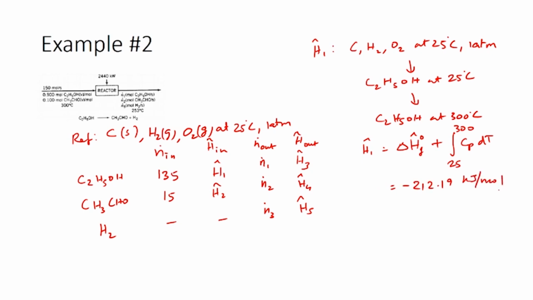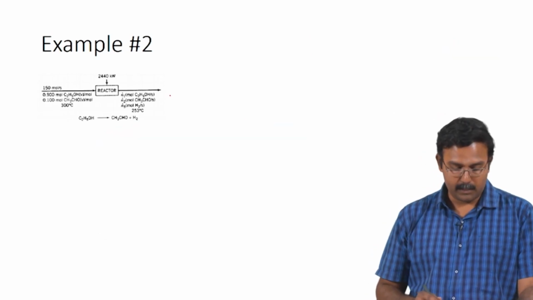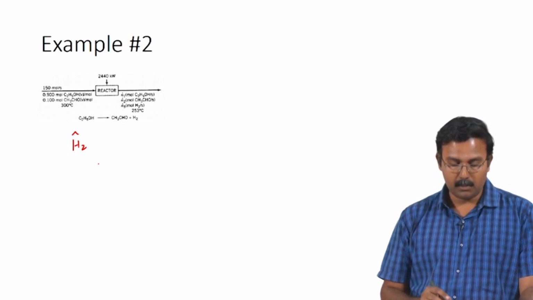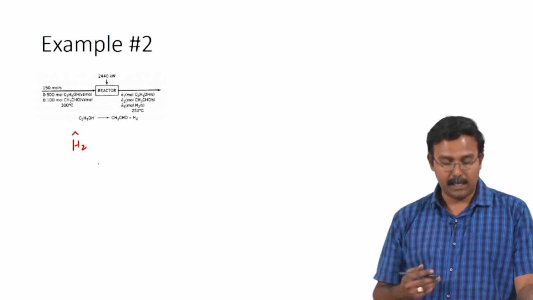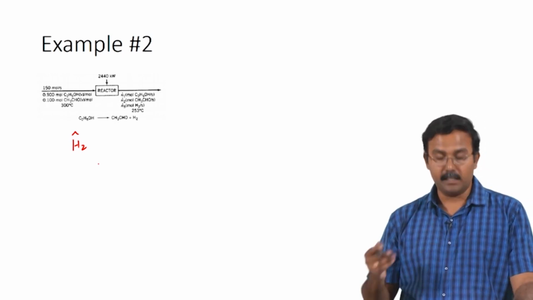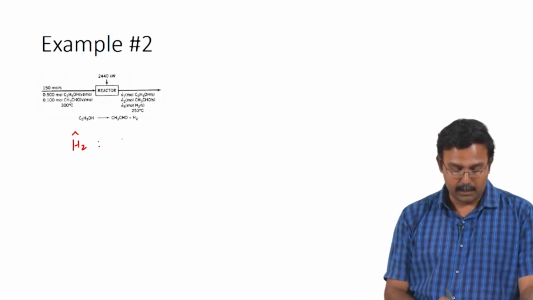So, similarly we can calculate the values for H2 cap, H3 cap, H4 cap and H5 cap as well. So, let us go about doing each of them. H2 cap again is the process of formation of acetaldehyde from carbon, hydrogen and oxygen, and then heating it from 25 degrees Celsius to 300 degrees Celsius.